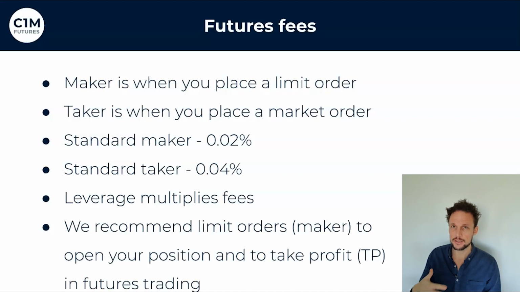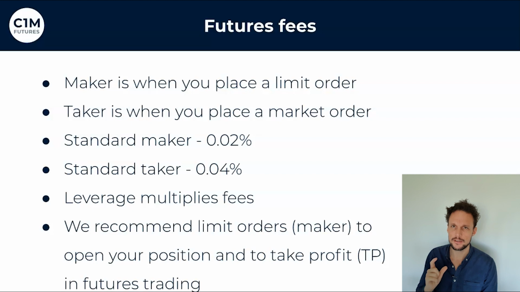The taker fee is when you are taking away liquidity from the order book. So you are getting in immediately and opening a position or closing a position with a market order, taking away liquidity from the order book. And there's a difference in fees with the maker and taker. The standard maker is 0.02% and the standard taker is 0.04%.